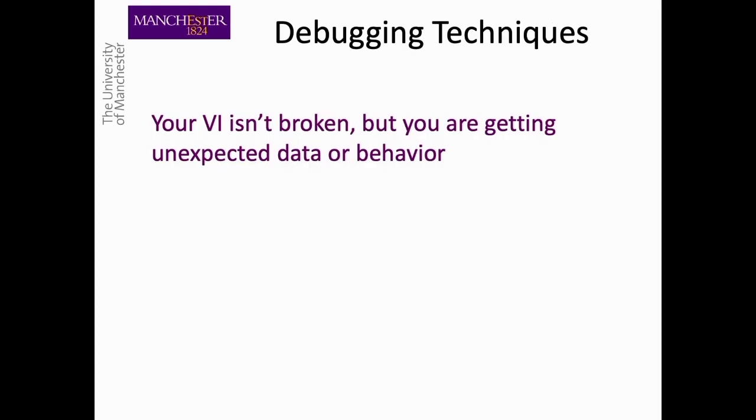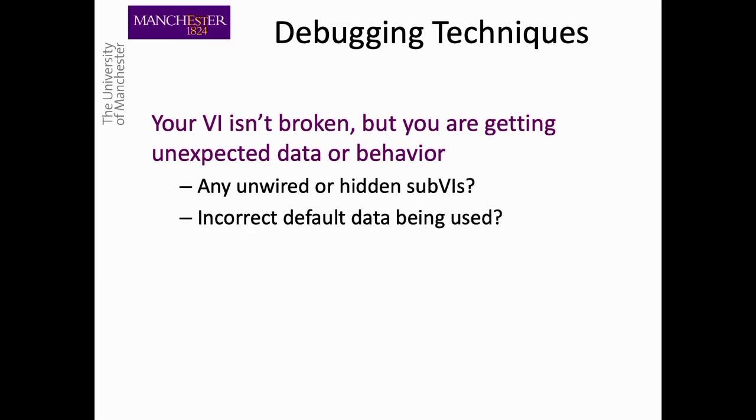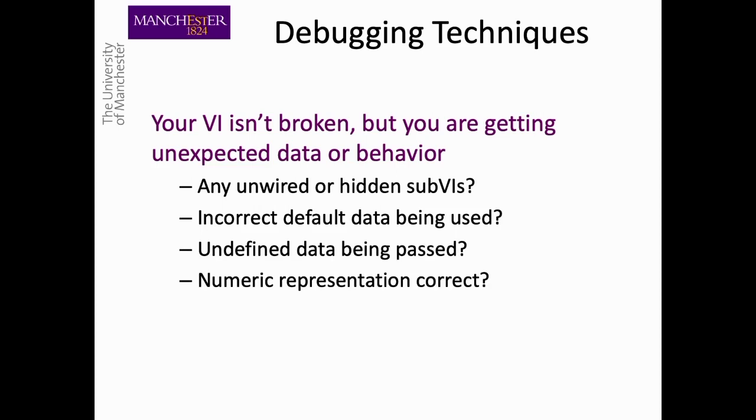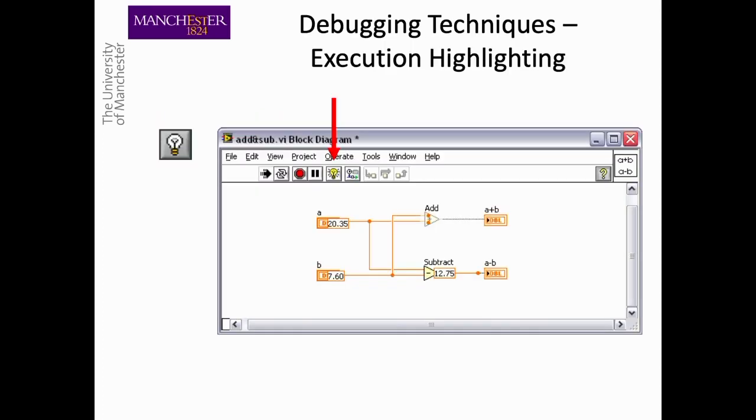So what do you do if your VI isn't broken, but you are getting unexpected data or behavior? This is about software verification. Things to check for: are there any unwired or hidden sub-VIs? Because sometimes if you don't wire something to something else in LabVIEW, it won't stop you from running the program, but your program won't run with the correct logic. Incorrect default data being used. Undefined data being passed. Numeric representation correct, so we talked about that a little bit earlier. Node execution order correct, so the order in which it's going to execute things may be a problem.